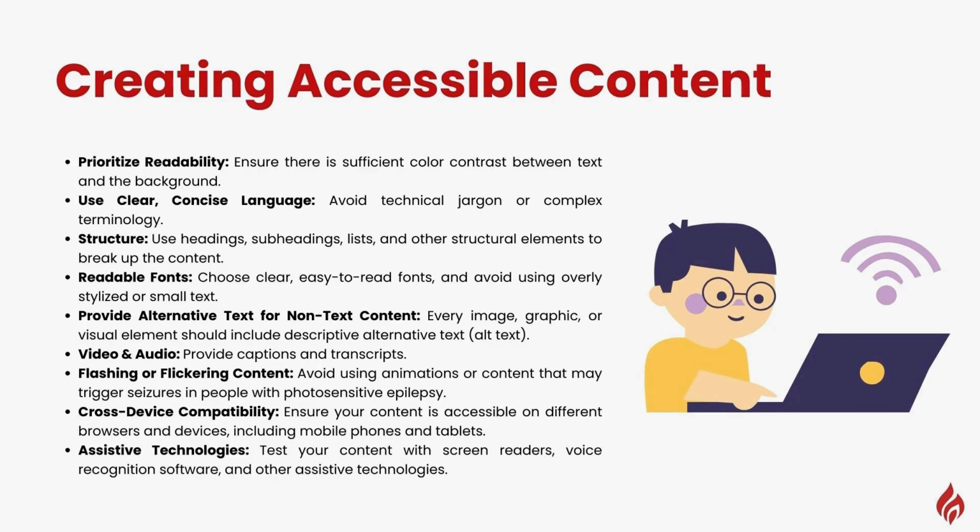Next, let's make sure your visuals are accessible. Every image should include descriptive alternative text or alt text. This allows people using screen readers to understand what the image conveys. Provide captions and transcripts for all multimedia content. This ensures accessibility for people who are deaf or hard of hearing, and even for those who prefer reading to listening. I know I'm one of those people.